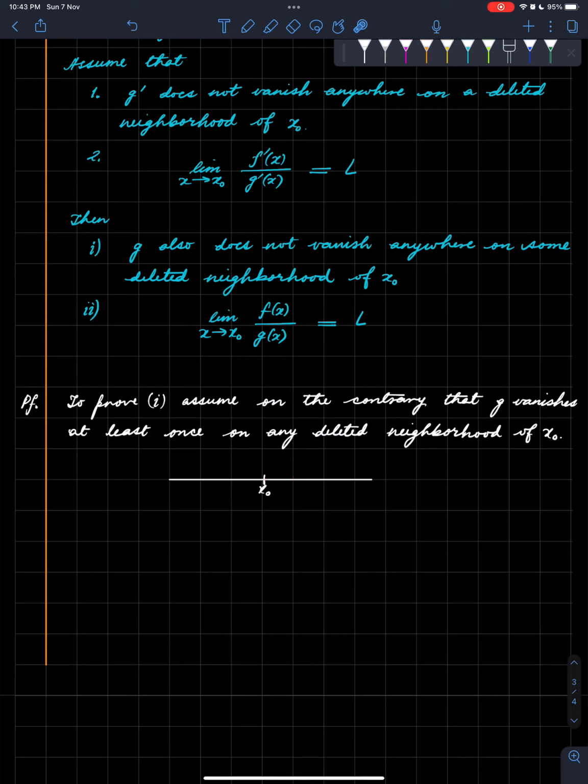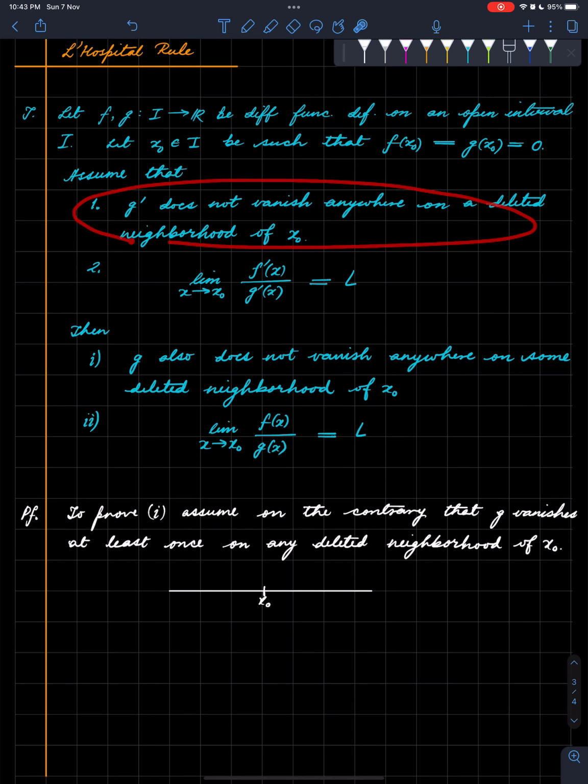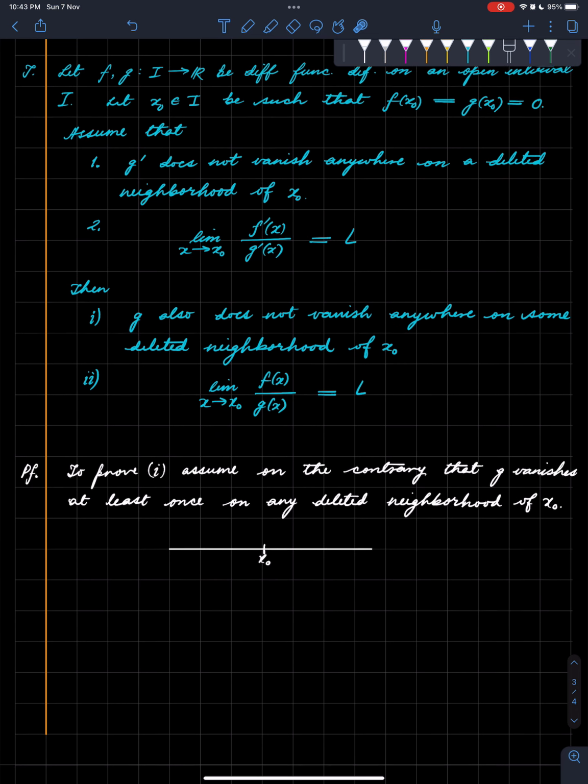So if in every deleted neighborhood of x naught G vanishes, then in every deleted neighborhood of x naught G prime also vanishes. In fact, that convergent thing I said was not necessary. Basically, if you have a deleted neighborhood in which G vanishes, then in that deleted neighborhood G prime also vanishes by Rolle's theorem, because if it vanishes here, it already vanishes in x naught by hypothesis, so it will vanish somewhere strictly in between. So in every deleted neighborhood where G vanishes, there G prime also vanishes, and hence by this hypothesis we must have a deleted neighborhood of x naught where G does not vanish.